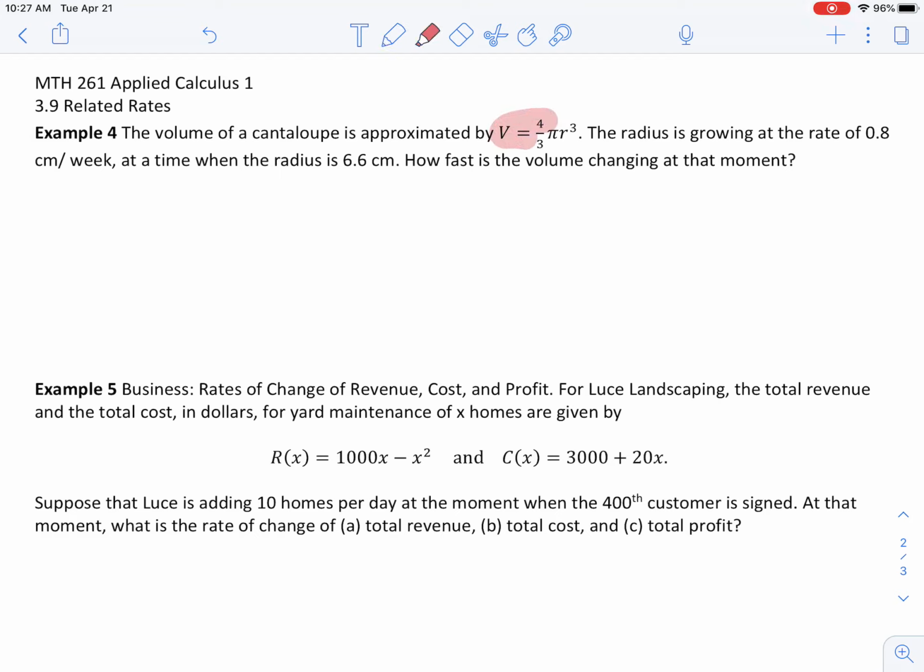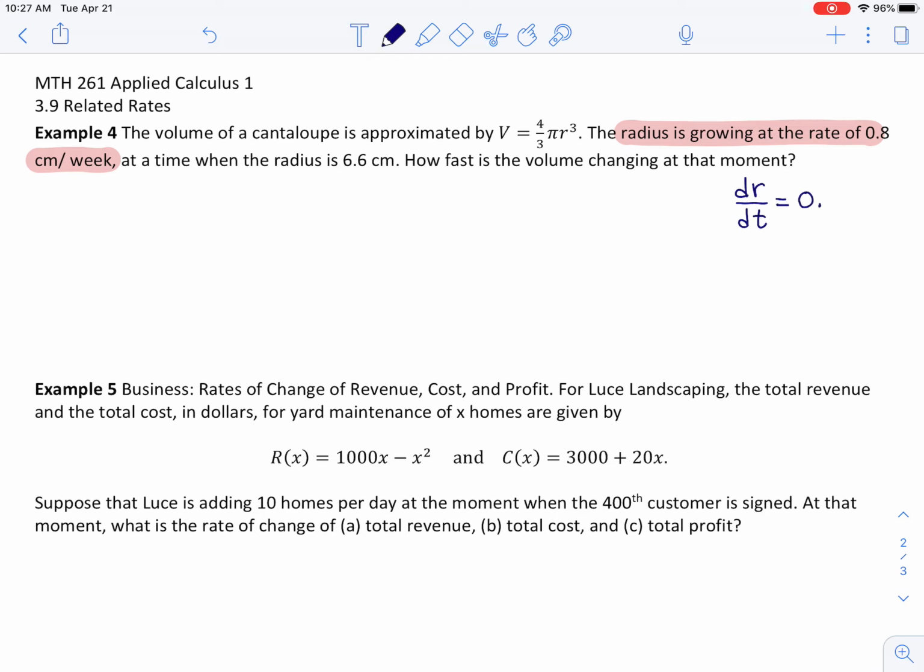Volume of a cantaloupe. It's a sphere, right? It's a ball. It's approximated by a volume equation they gave us. I remember using that in a geometry class, but now we're going to use it in a calculus class. The radius is growing at a rate of 0.8 centimeter per week. Our melon is getting bigger. So let me write down what they just gave me.